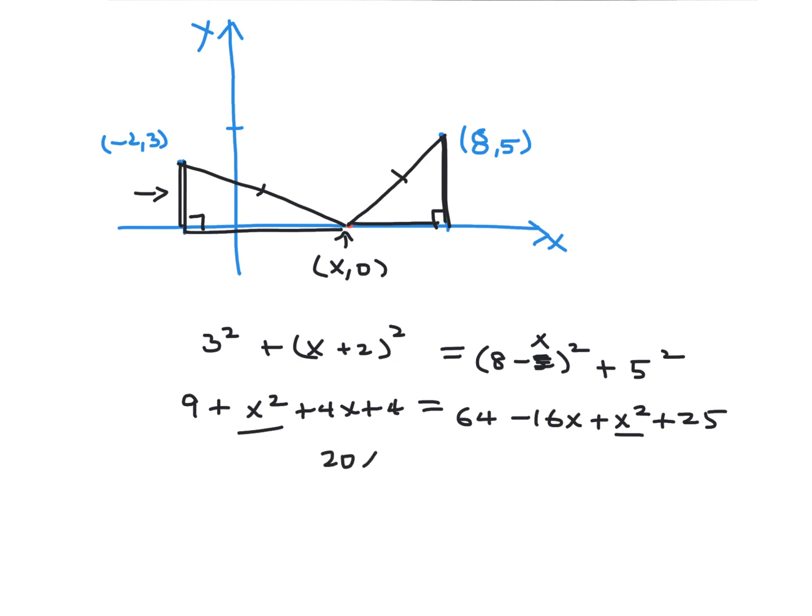This becomes 20x. We have 89 minus 13, I think. Yeah. So 20x is equal to 76. So x would be 76 over 20, which is 3.8, I believe. Yeah, 3.8.